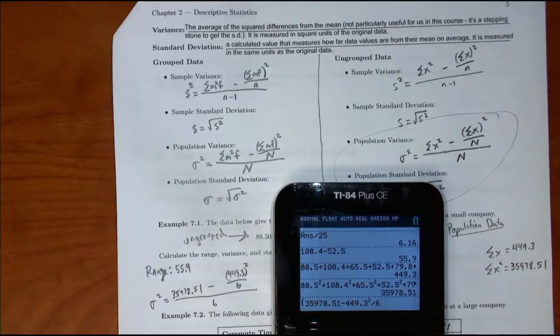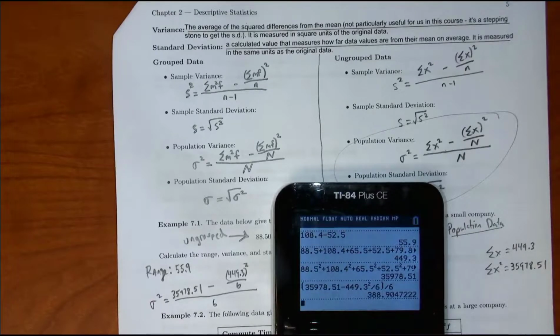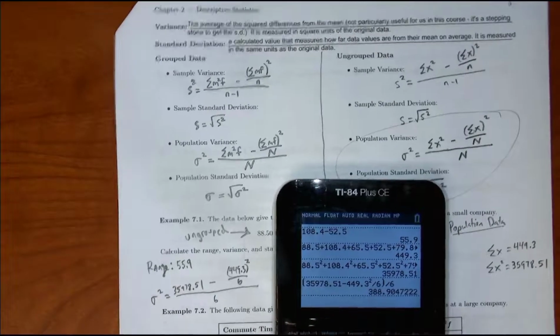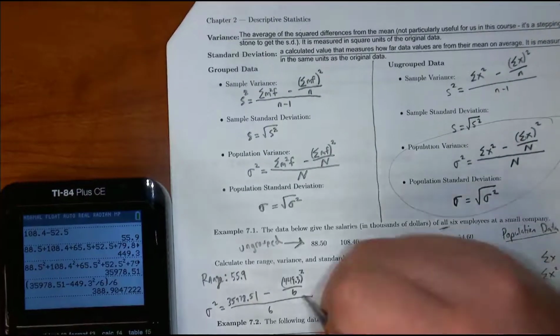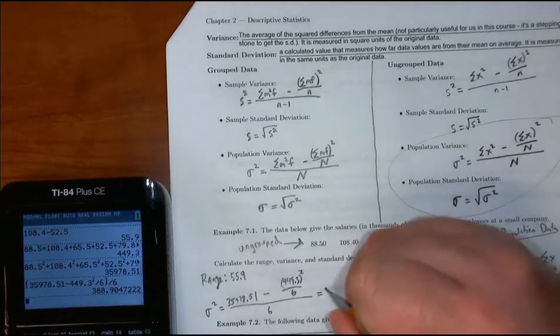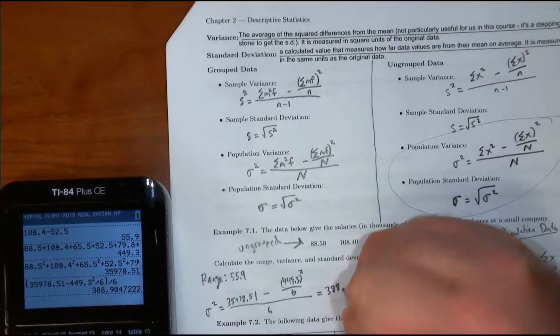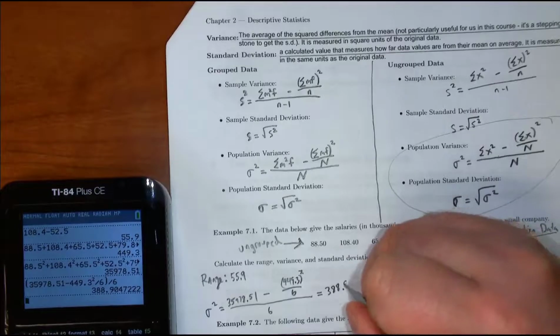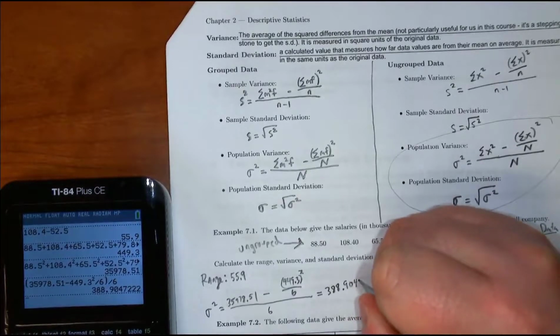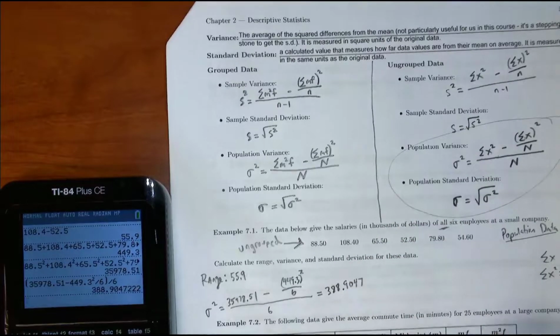Divide by 6. And the calculator knows to do the exponent first, then do division, so that's fine. Now that's the entire numerator typed out. Divide by 6. And there you go. Now, here's where you've got to be careful, like I said, about rounding. So here is sigma squared. So I'm going to go ahead and round this to, say, 4 places. 9047.